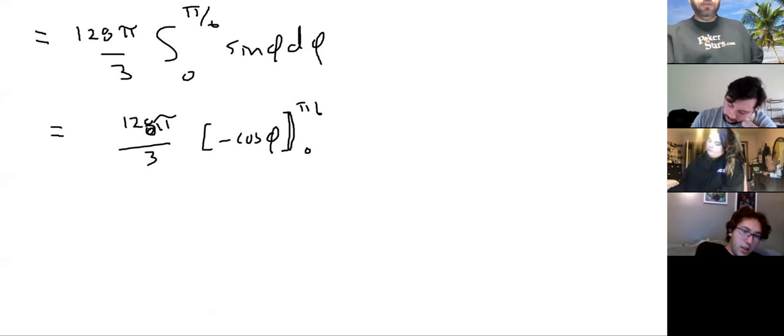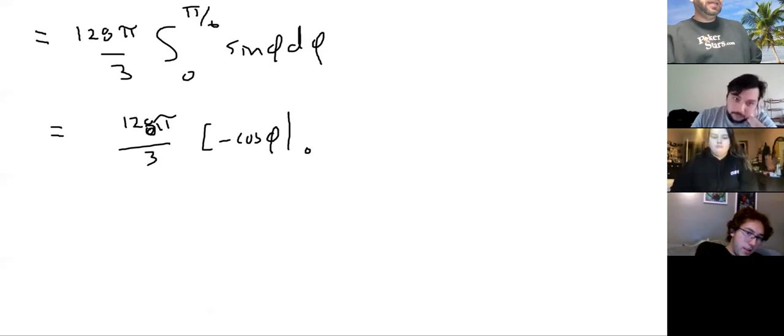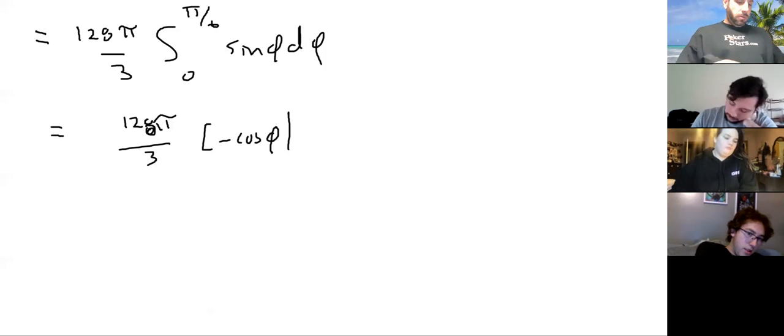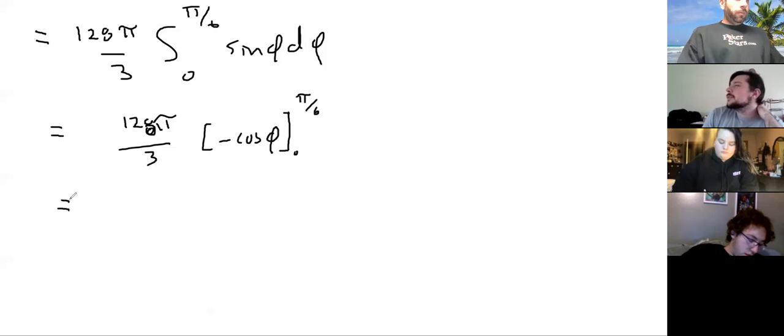That's kind of sloppy notation. And so what do you get? Well, when you plug pi over 6 in and you plug 0 in, you get different things. So what I'm going to do is, since we're all sort of in Calc 3.